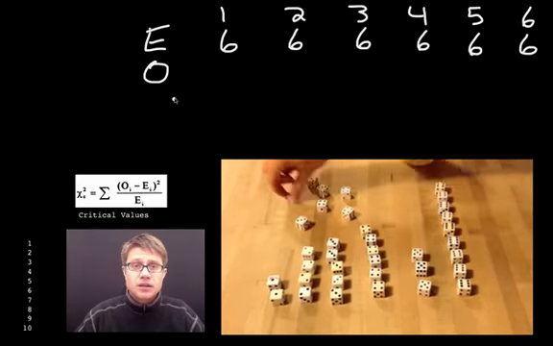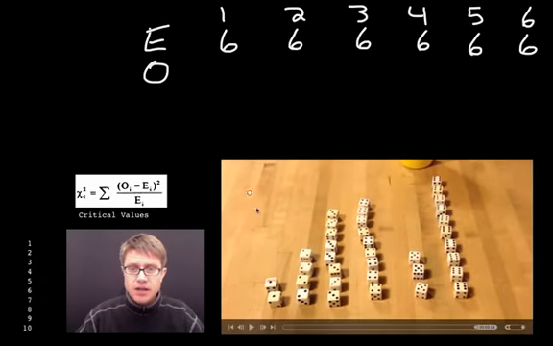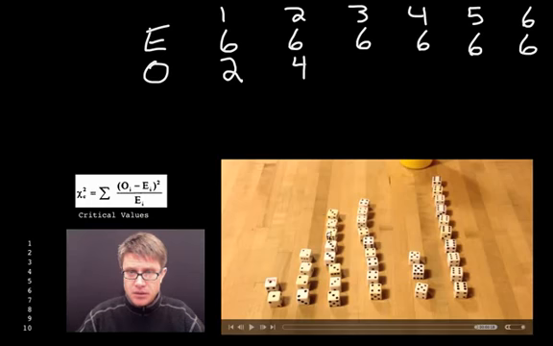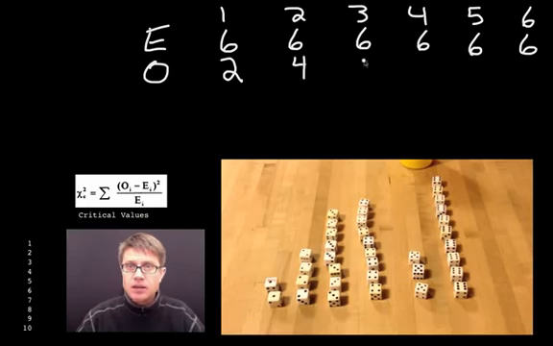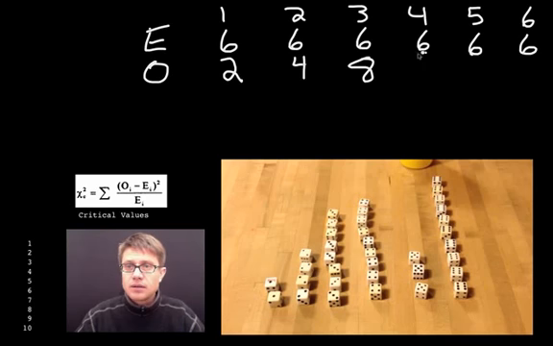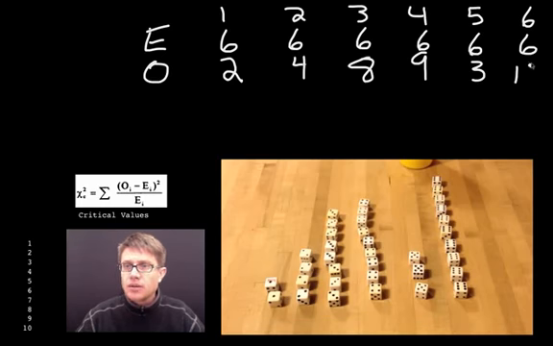But let's see what we get for observed value. Oh, it looks like we're getting a lot of 6s. So if we look at the observed values, for 1 here we get 2 1s. If we look at the 2s, we get 4 of those. For the 3s, it looks like we get 1, 2, 3, 4, 5, 6, 7, 8 3s. For the 4s, we get 1, 2, 3, 4, 5, 6, 7, 8, 9. For the 5s, we just get 3. And then for the 6s, look at all the 6s. 1, 2, 3, 4, 5, 6, 7, 8, 9, 10. So we get 10 right here.